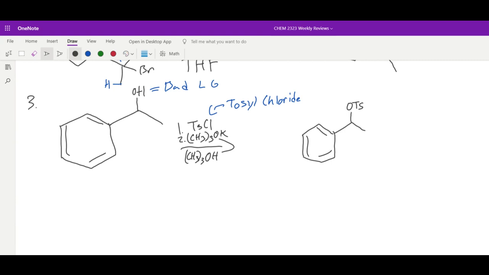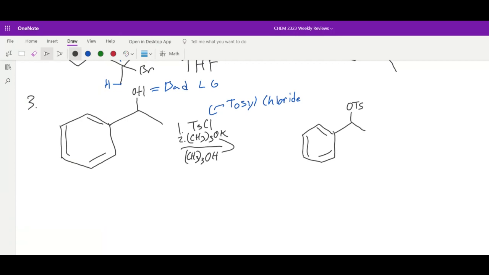Now we have a good leaving group, and then I look at my reagents. It looks like I have a tert-butyl oxygen with potassium. I see potassium, which means it has to be SN2 or E2. It's very bulky to be SN2, so it has to be E2. Again, my leaving group is on the line, so I don't really have to worry about anticoplanarness. So it's going to be E2.